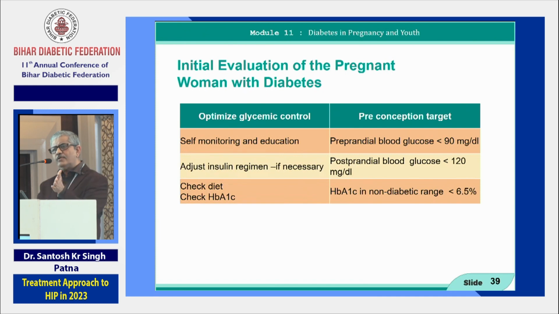For the 1 hour value, which the ADA also proposes, it is plus 10 of the 2 hour value, that is 90 to 130, and you can go up to 140. So in the fasting you have up to 95, in the 1 hour you have up to 140, and at 2 hours 120 is the optimum, less than 120.